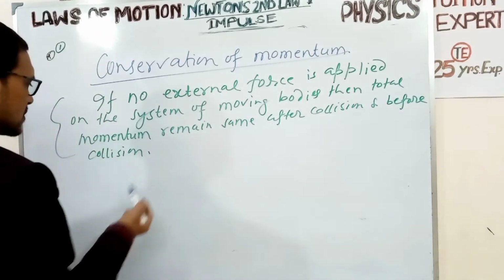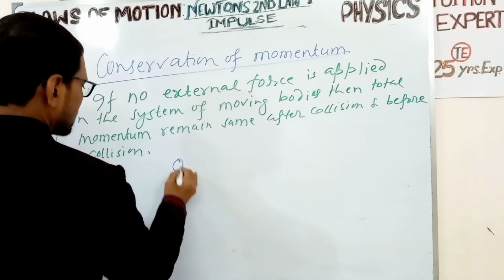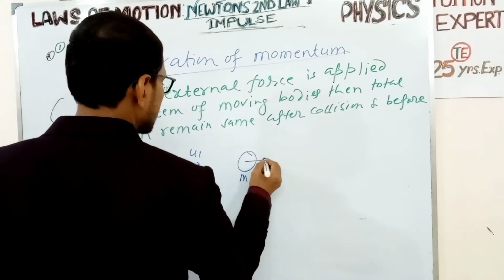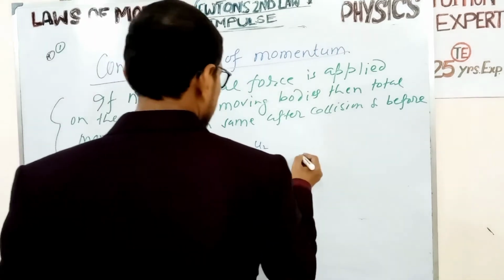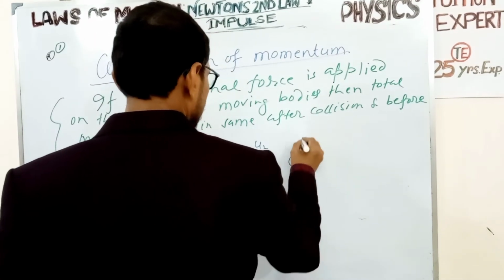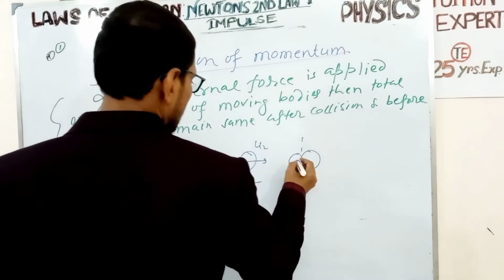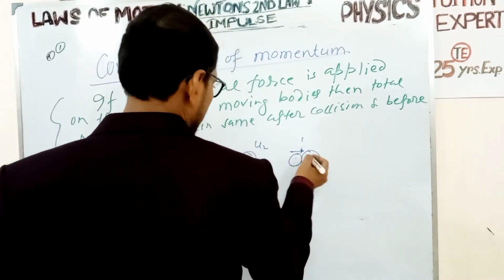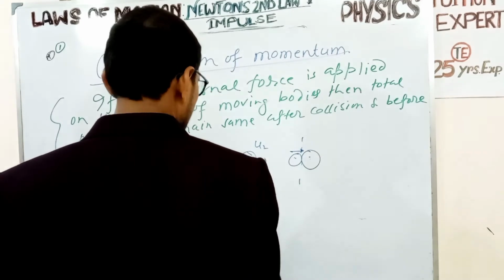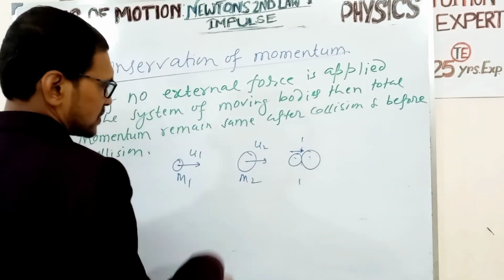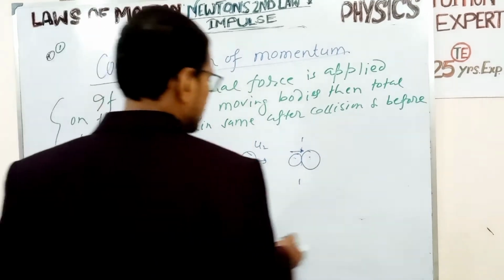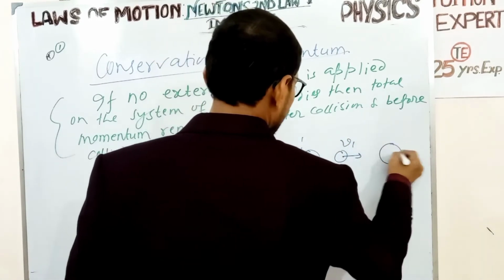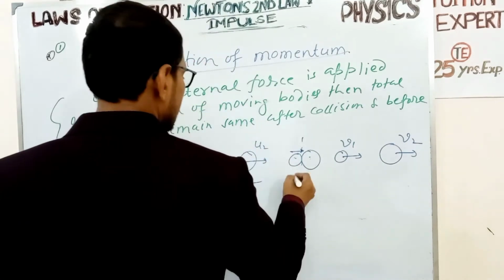Suppose a body of mass m1 is moving with velocity u1 and another body m2 is moving with velocity u2. The two bodies collide here. During collision, this body strikes this body and applies a force on it, and this body applies a force back. This is Newton's third law, which will be discussed in another video. Now, what is the change of velocity? The velocities of the two bodies change after collision. Here the collision takes place.